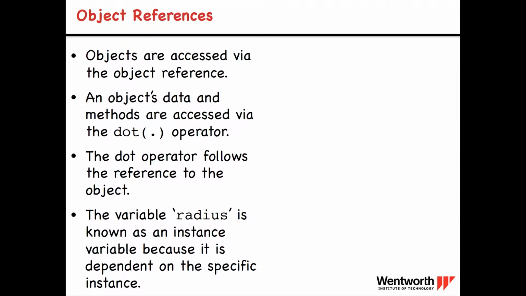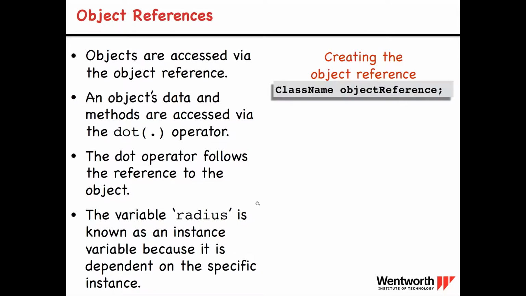So objects are always accessed via their object reference. So their reference is whatever you name them. So I might say Rectangle r1. r1 would be the reference. Just like when you create a Scanner, you say Scanner input equals new Scanner and so on. Input is the reference. And then you can access its methods via the dot operator. So when we say, for a scanner, we say input.nextInt. nextInt is a method that is part of Scanner, and we are accessing it via the object reference.